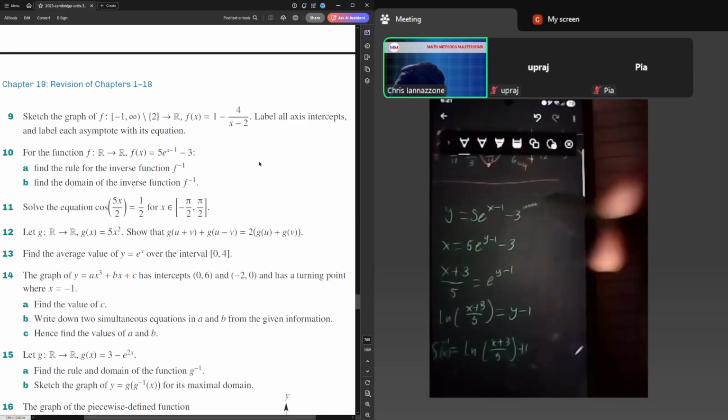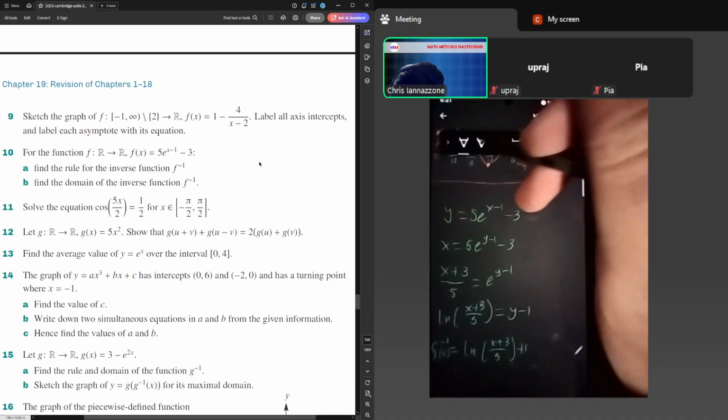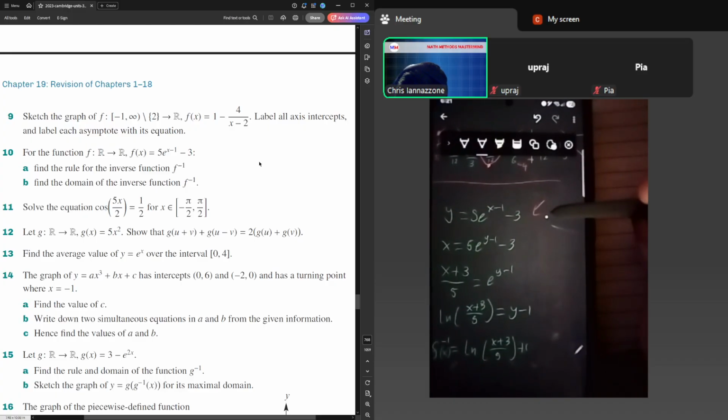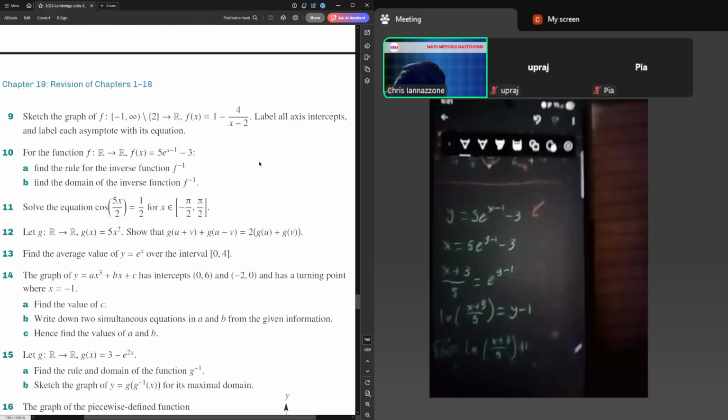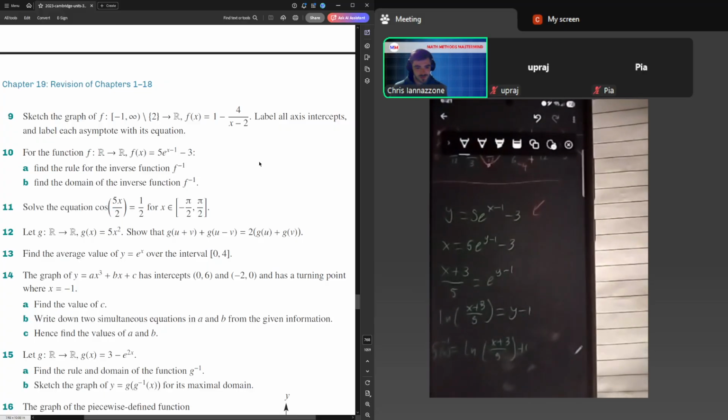So range of this. Is anyone at a point where they can see what the range of this is without drawing a graph? That'd be pretty cool if you're at that stage. It's fine to draw a graph though. I'm just curious if anyone can see what the range of that's going to be. Otherwise, feel free to draw a little graph to figure out what it's going to be. Let me know.